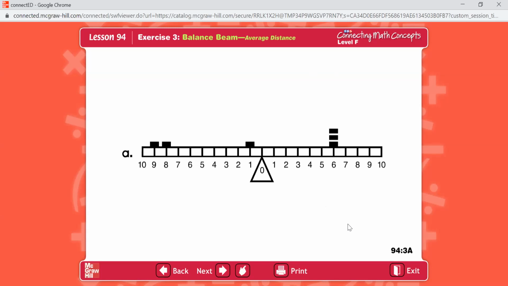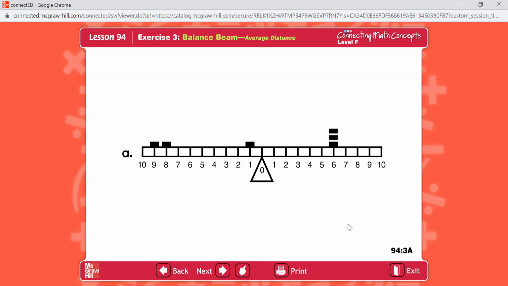Problem B, figure out the average now. Pause the video. The numbers you have on problem B are 10, 8, and 2 on 5. Note that you have 2 weights on 5. So our total that we have is 10 plus 8 plus 5 plus 5, giving us a total of 28. On the left-hand side, we have 28.